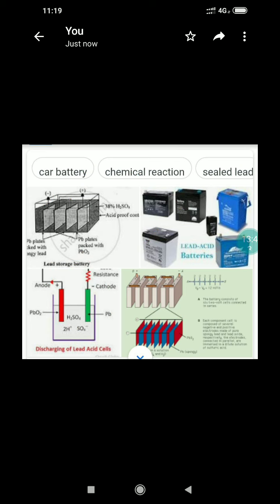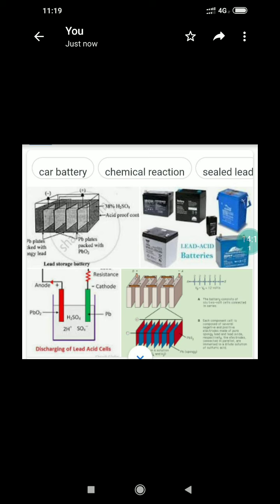The mercury battery is a secondary cell. Again, it is an example of a secondary cell and can be recharged. The mercury battery consists of a zinc electrode amalgamated with mercury, and the cathode is a paste of HgO and carbon. The electrolyte is strongly alkaline and made of a paste of potassium hydroxide and zinc oxide.